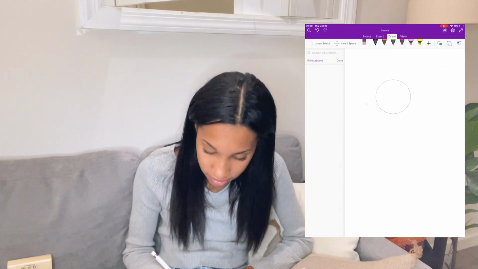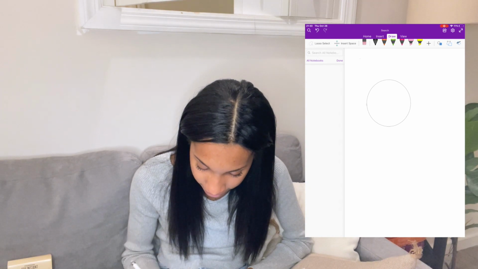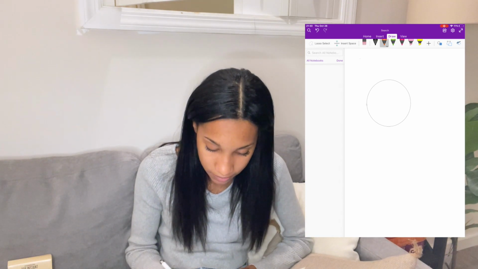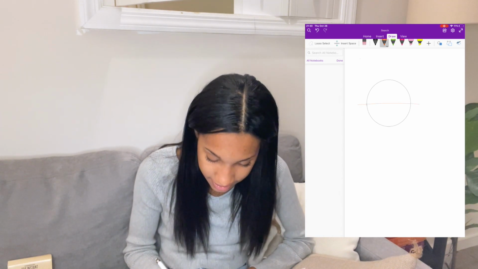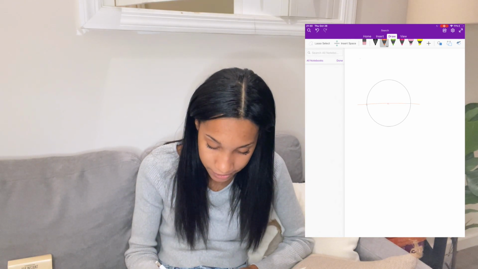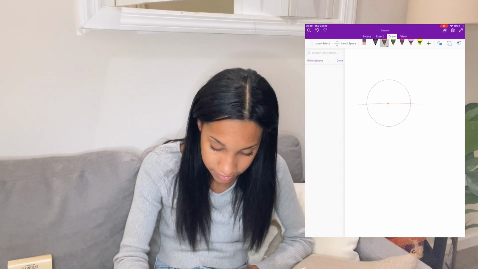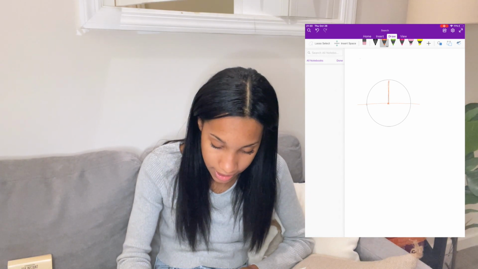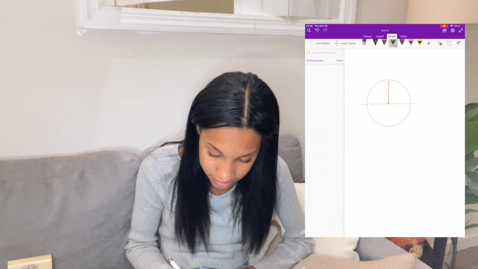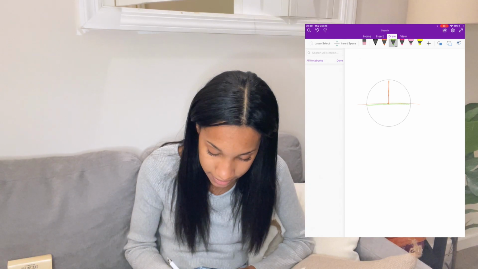Ooh, still not a perfect circle, but it's fine. So going over, we have the radius, which is going to be half of your diameter. So radius would look like this. Your diameter is going to go all the way across. It's going to be the green.